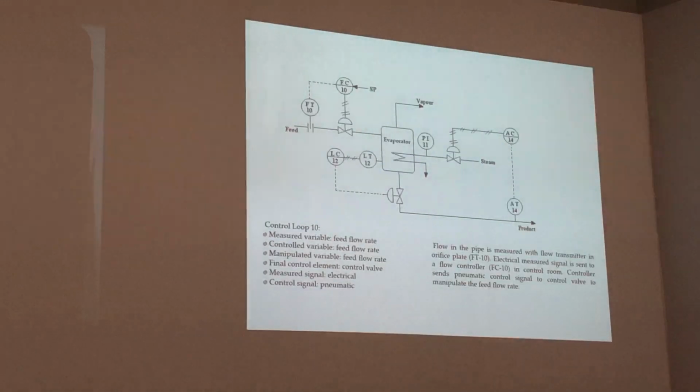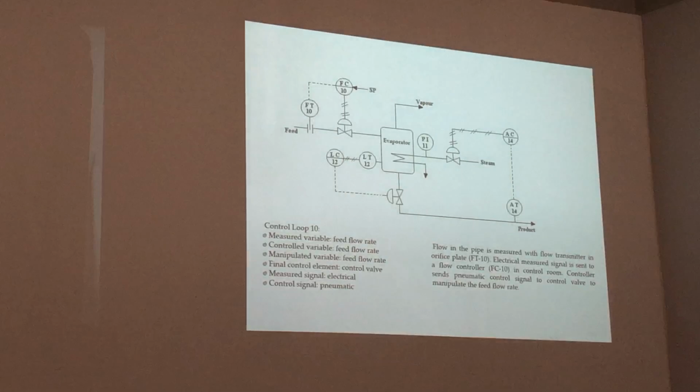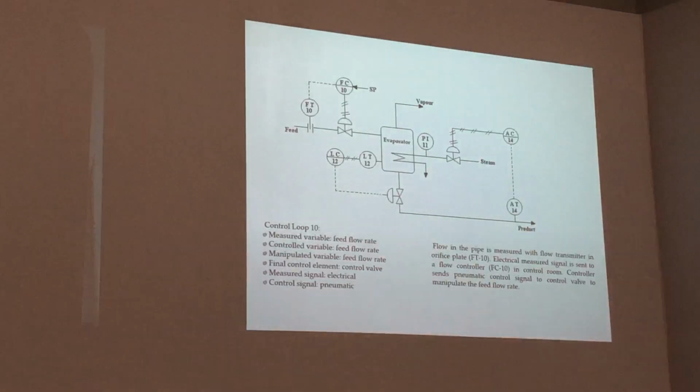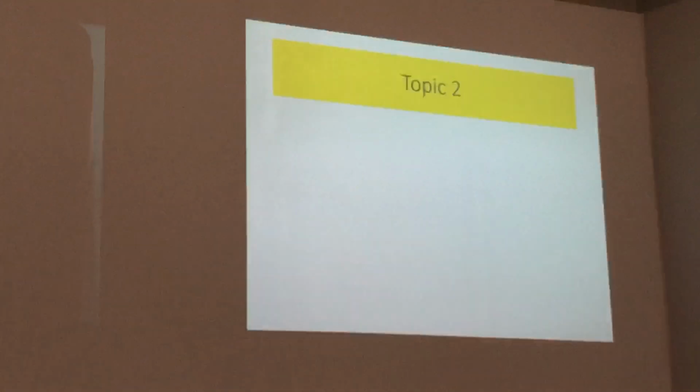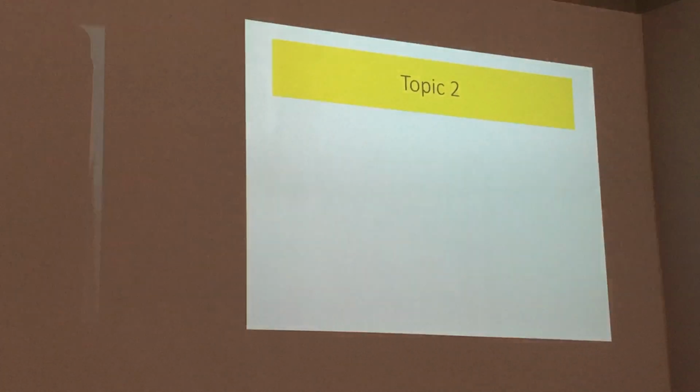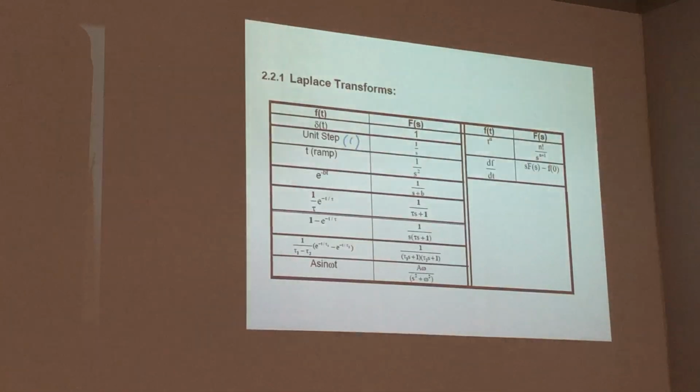So you must be able to identify all the three important variables, the final control elements, and also the signals themselves, and be able to describe. Right? Let me move on. Topic 2. I think that one is more or less topic 1. So topic 1, if you pay attention to it, you should be able to at least answer one question. All right. Topic 2, I think, is more challenging.